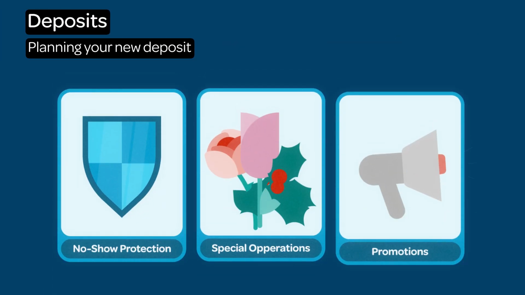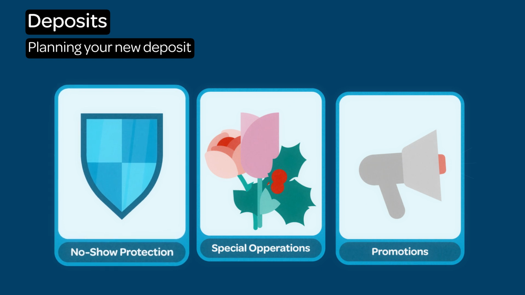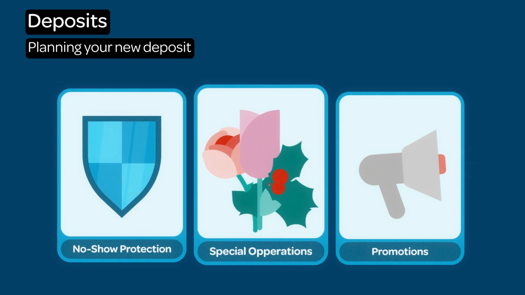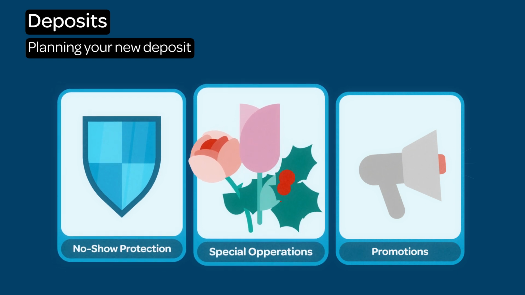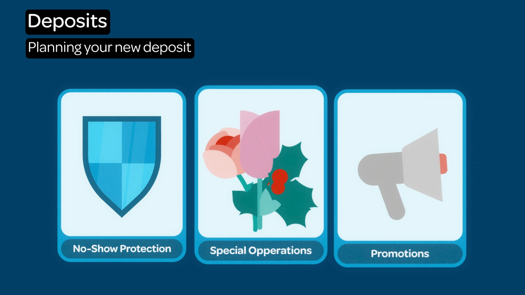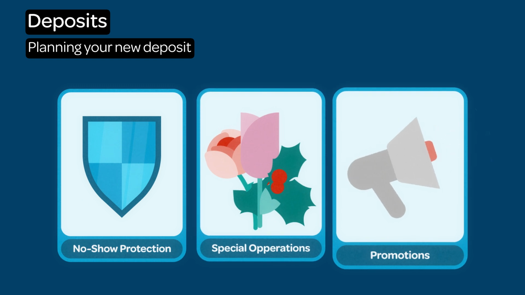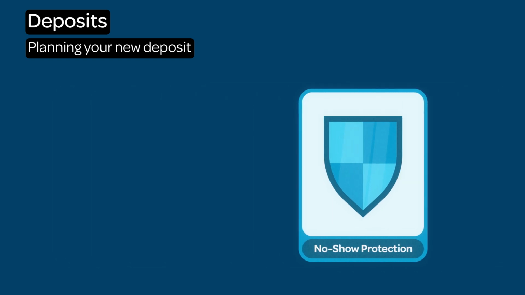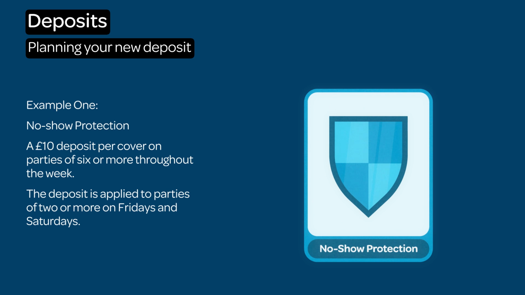When creating a deposit, it's important to know exactly how you want it to function. Do you want to apply a deposit on certain days or table sizes to protect your busiest times? Apply a blanket deposit to a specific service and segment? Or add a deposit to specific promotions? In this example, I'll be taking a deposit of £10 per cover throughout the week for tables of 6 or more, and on Fridays and Saturdays for tables of 2 or more.